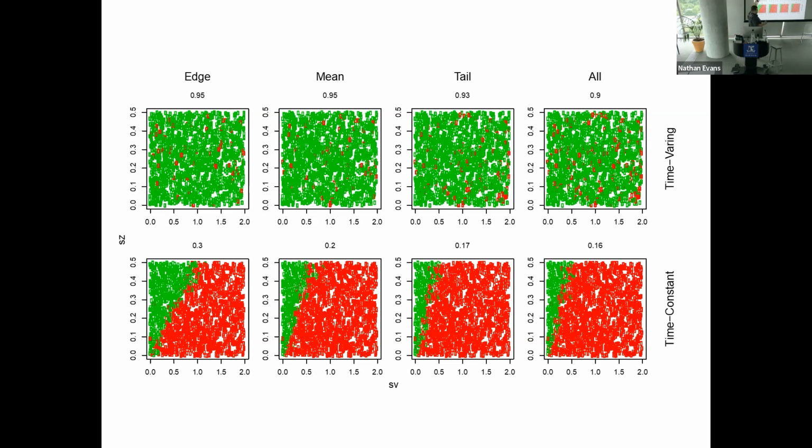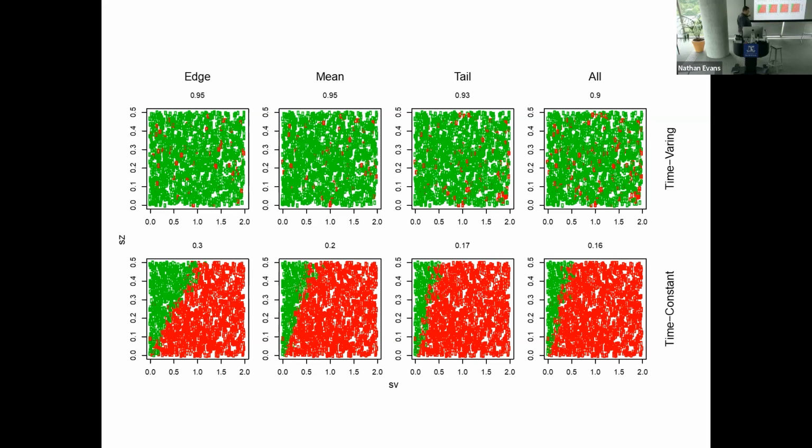Sorry, I was slightly incorrect on that. I forgot how I did my own plots. Sorry, green is just fast errors. Red is slower errors, right? Edge is when they're in the leading edge, so like the 0.1 quantile I think I used. Mean is when they're at the mean of the distribution, so is mean correct response time faster than mean error response time? Tail is the 0.9 quantile, so errors faster than corrects in the tail of the distribution. And all is, do we see it across the whole distribution, right?